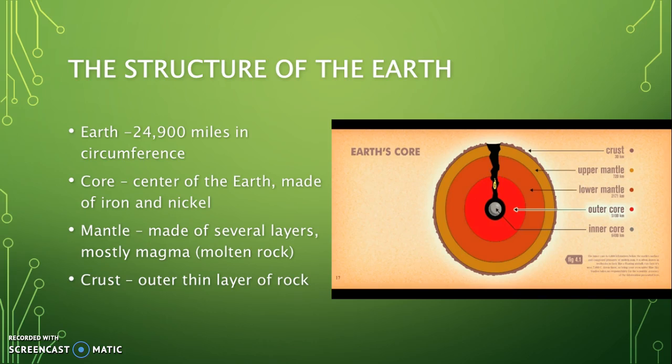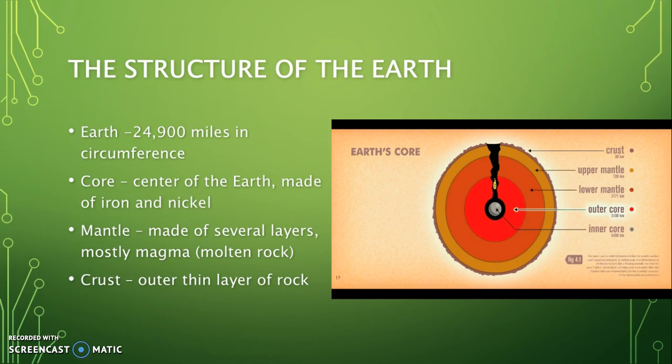The structure of the Earth. Earth is about 24,000 miles in circumference, so it's pretty far if you ever wanted to drive it. Of course you can't because there's water. The Earth is divided into 3 different sections. You have the core, which is the center of Earth. It's made out of iron and nickel. As you can see on the picture, there's an outer and inner core.